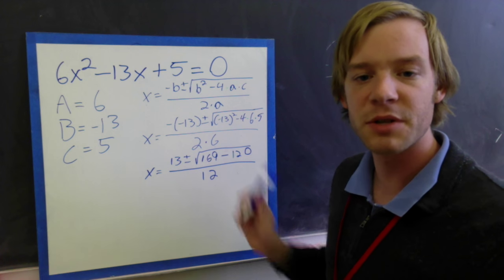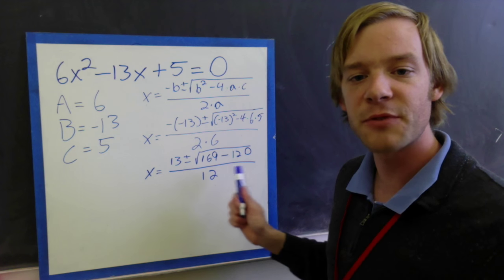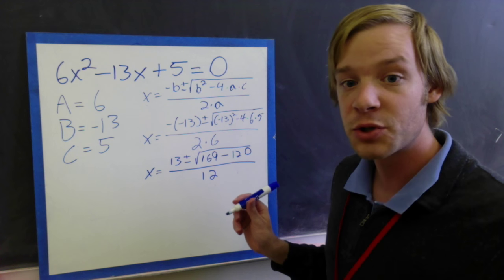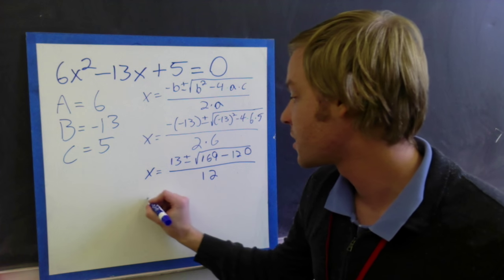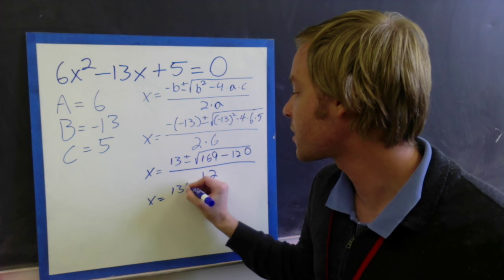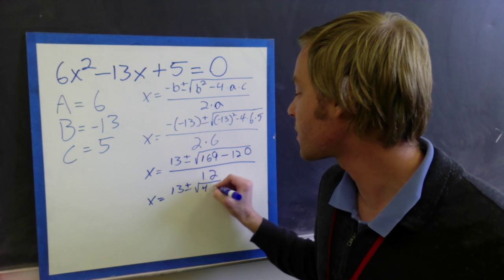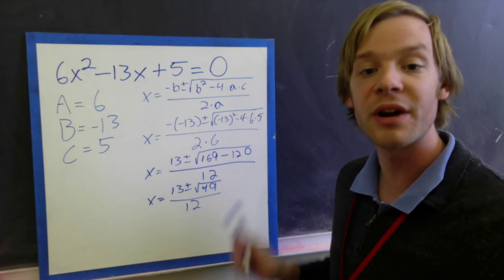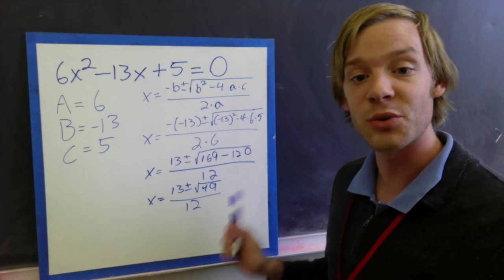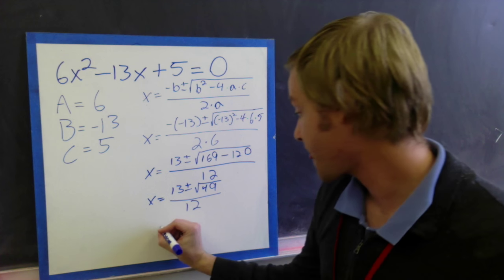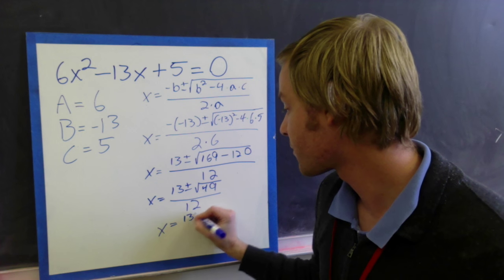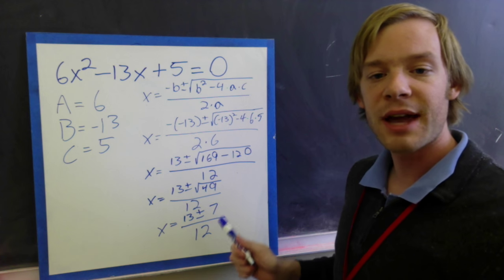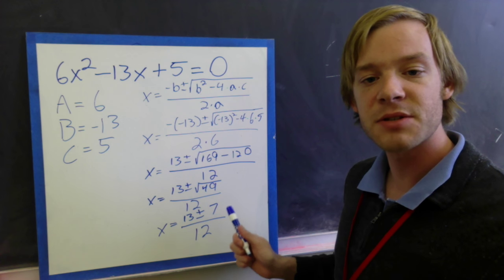And so we get 12 on the bottom because of the 2 times 6 right there. So I still want to keep simplifying what's inside the square root right here. So 169 minus 120 should give me 49. So I'm going to have 12 right there. So I've got 49 inside my square root. And I know that the square root of 49 is equal to 7. So now I have x equals 13 plus minus 7 over 12.